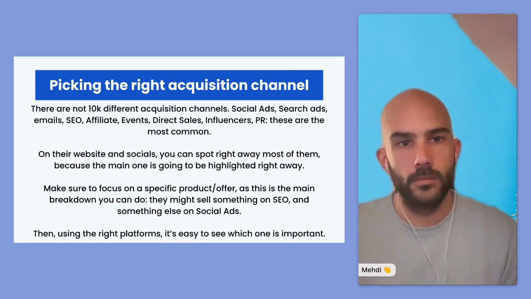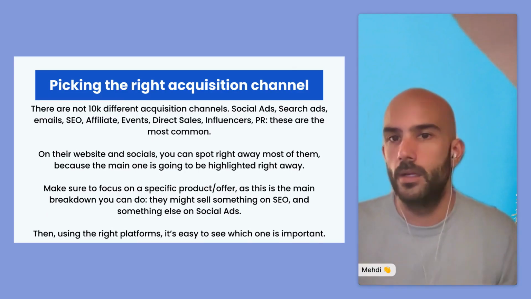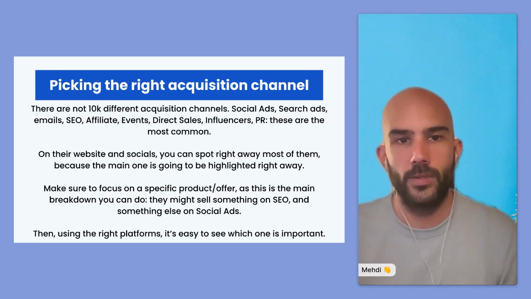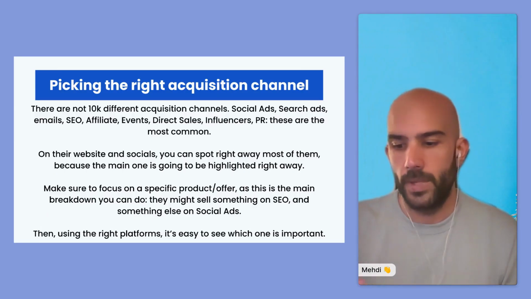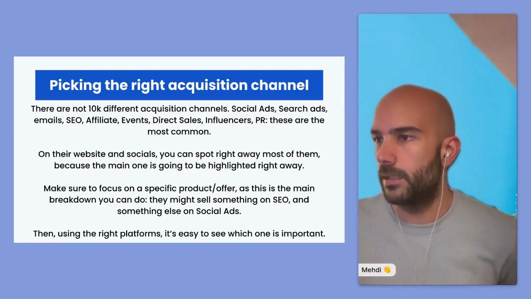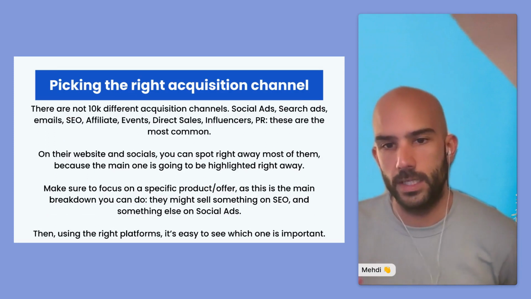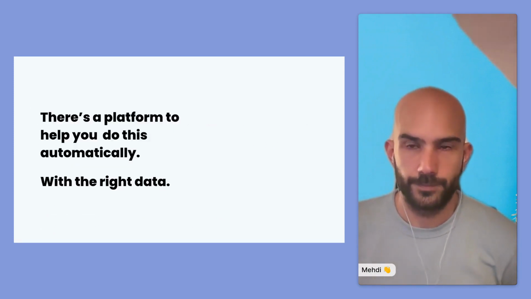There are not 10,000 different acquisition channels. I've listed the most popular ones here: social, search, emails, SEO, affiliate, events, direct sales, influencers, and PR. By looking at what your competitors are doing and breaking down their catalog or their offers per acquisition channel, you can see right away what they've been up to.